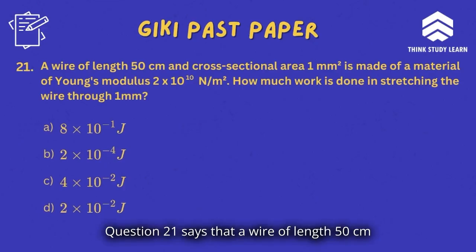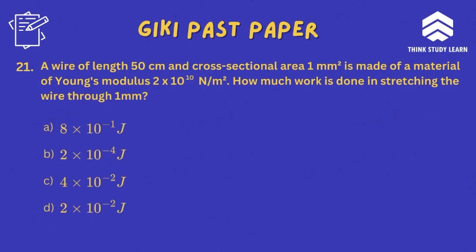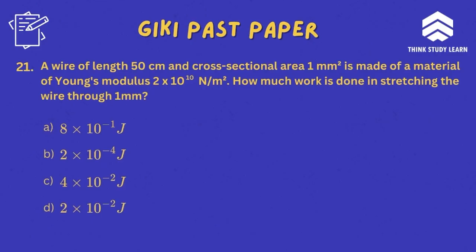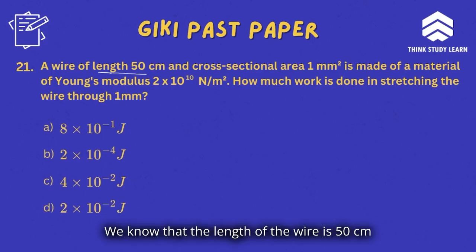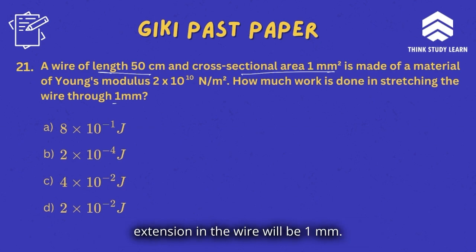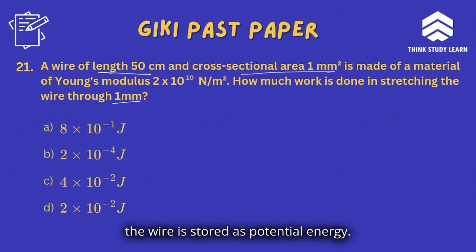Question 21 says that a wire of length 50 cm and cross-sectional area of 1 mm square is made of a material of Young's modulus 2 into 10 raised to the power of 10 Newton per meter square. How much work is done in stretching the wire through 1 mm? We know that the length of the wire is 50 cm and the cross-sectional area is 1 millimeter square, and the extension in the wire will be 1 millimeter.